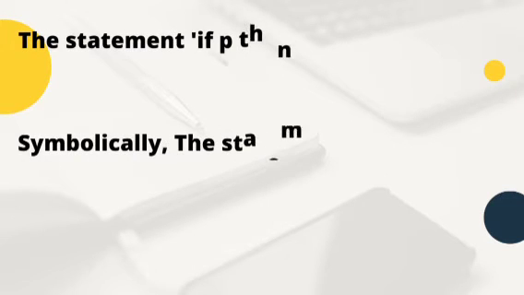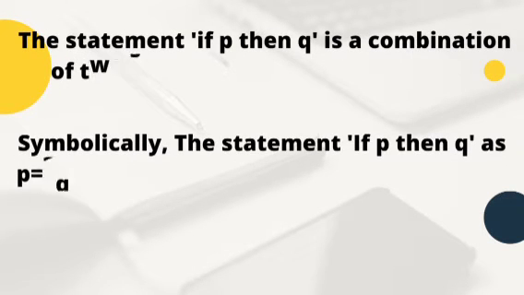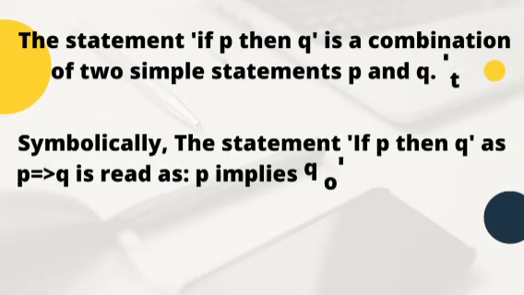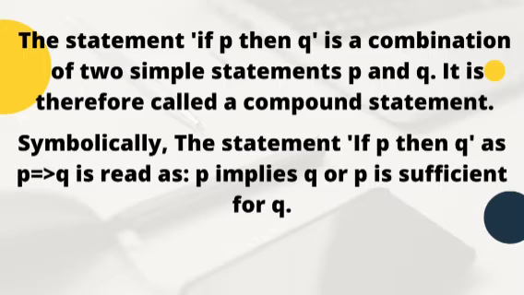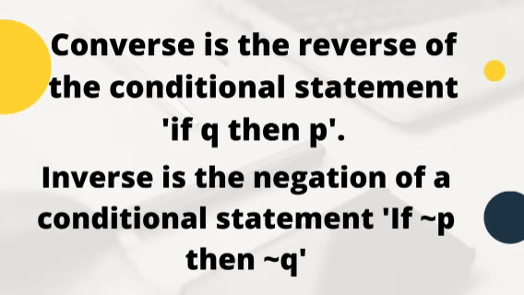The statement if P then Q is a combination of two simple statements P and Q. It is therefore called a compound statement. Symbolically, the statement if P then Q is written as P implies Q and is read as P implies Q or P is sufficient for Q. Converse. Converse is the reverse of the conditional statement: if Q, then P.